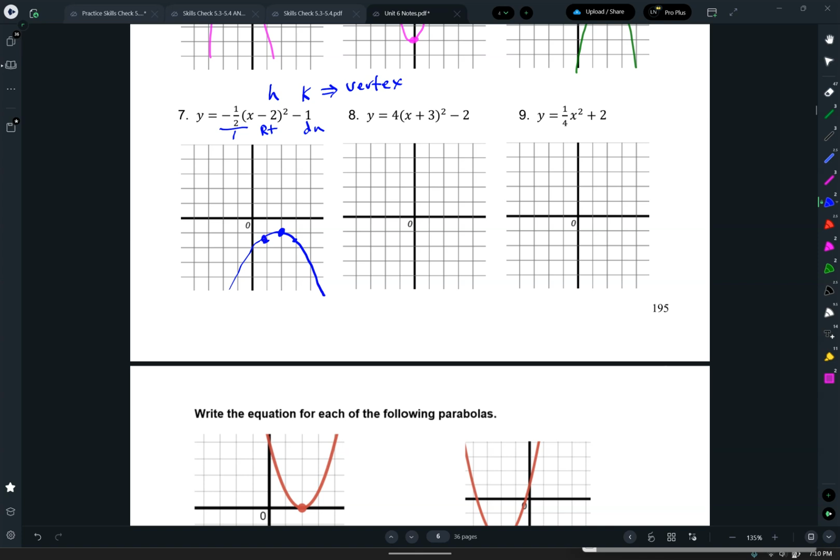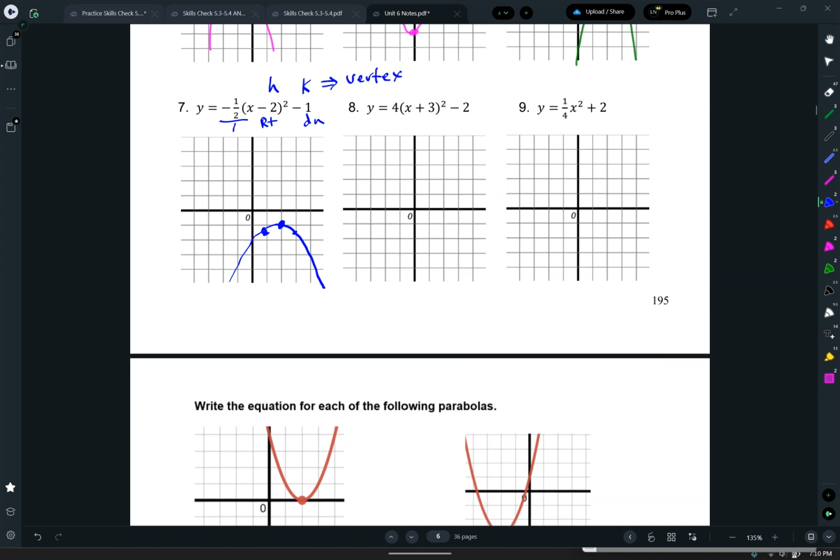Sorry. Okay. And then on number 8, so I've got 2 down and 3 to the left. So that's what I always do first. So 3 left, 2 down. There's my new vertex. And then from that point, I'm going to use that slope idea. So up 4 over 1. So this one's going to be a pretty narrow parabola.